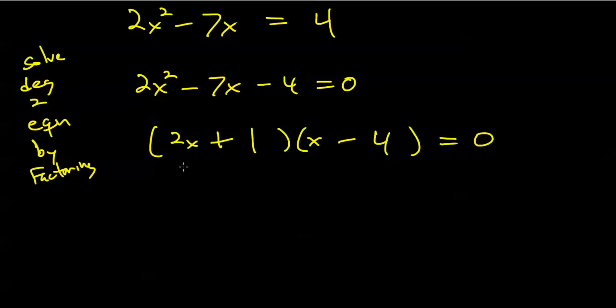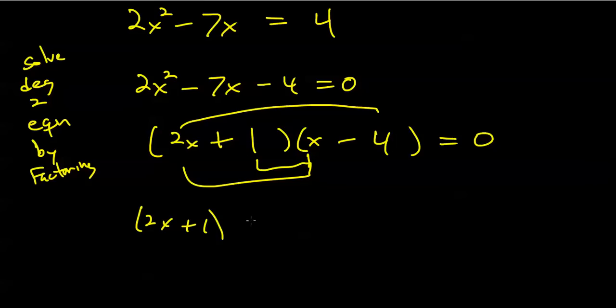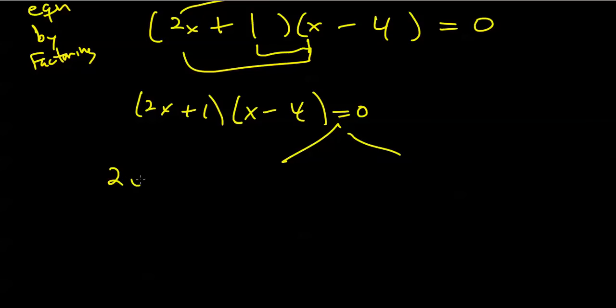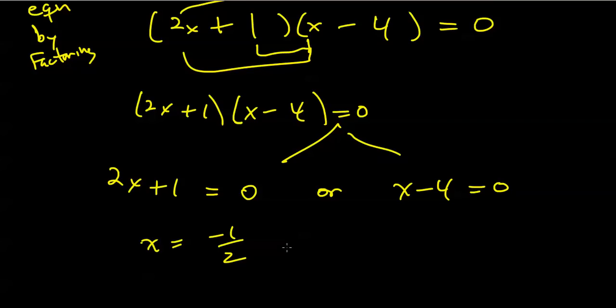Let me check it. The first product is 2x squared. The outer product is minus 8x. The inner product is 1x. And the last product is minus 4. So indeed it does check out. Let me rewrite it. Alright, so once I've factored it properly, I can set each factor equal to 0 and then solve. So I get x equals minus 1/2 on the left, or x equals 4 on the right.